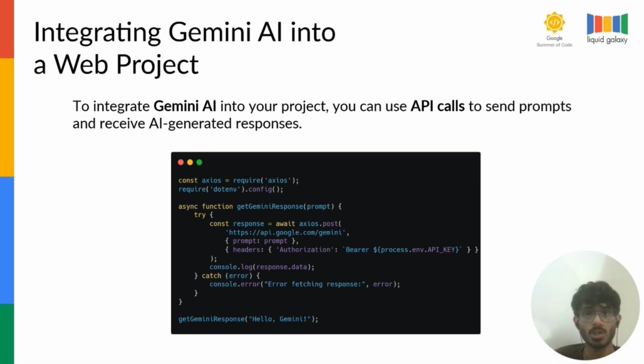Once we receive the response, we can render it dynamically on our web interface. For example, in an AI-powered chatbot, the response would be displayed as a conversational message. In an analytics dashboard, the output should be visualized as insights or recommendations. So integrating Gemini AI into a project is straightforward with API calls. This approach allows developers to leverage AI without needing to build a complex model from scratch. In the next section, we will explore how Gemini AI provides personalized responses based on user inputs.